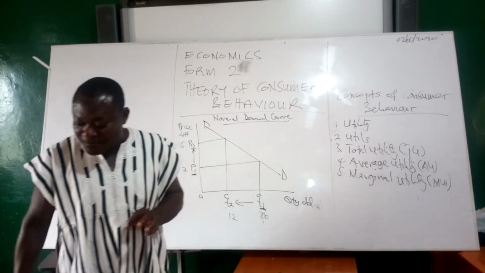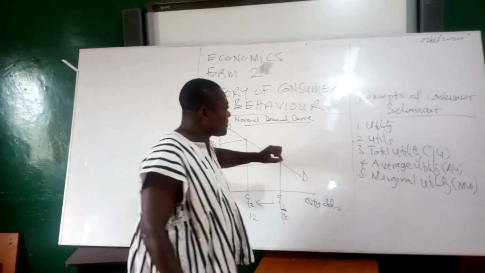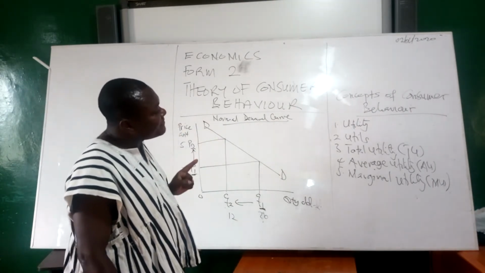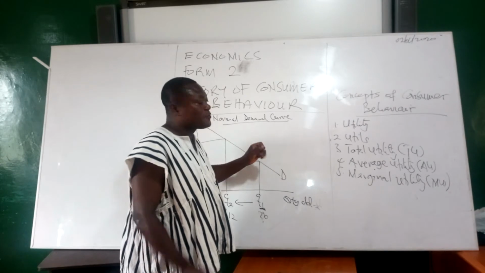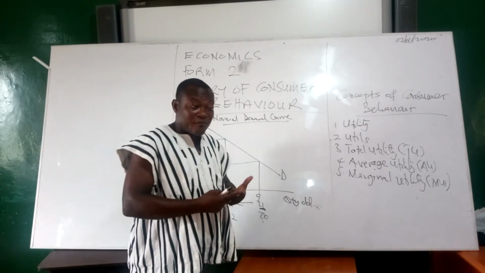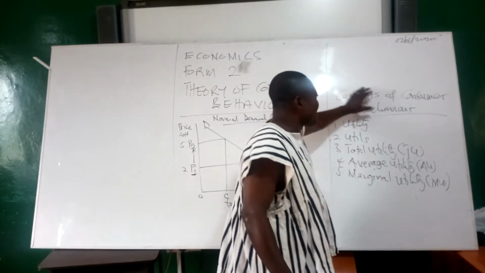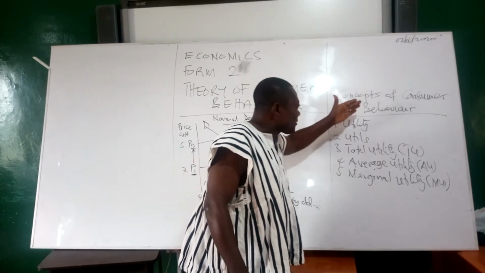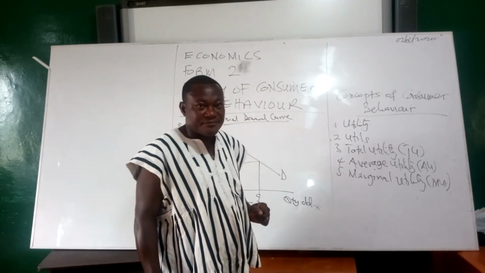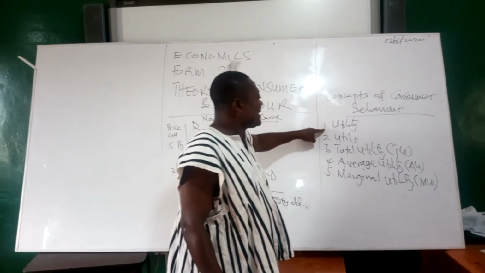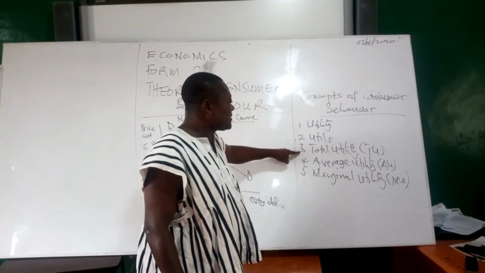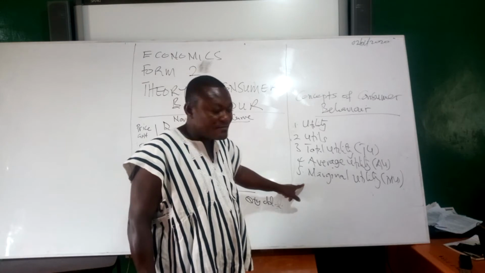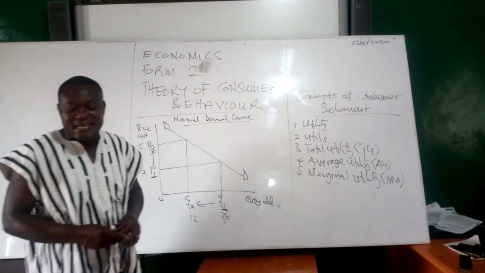The theory of consumer behavior is based on the concept of utility. So for better understanding of this theory, there is the need to look at certain concepts of consumer behavior: utility, utils, total utility, average utility, and marginal utility. We are taking them one after the other.